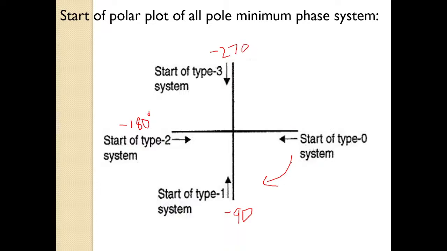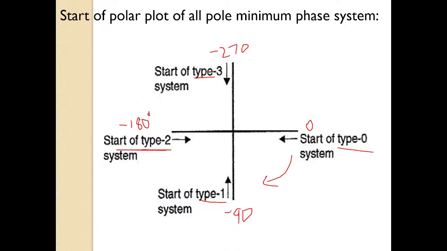Okay, from the end of the 270-degree axis. Here this is the 0-degree reference axis. Depending on the type, where the polar plot starts will depend on which axis or coordinate. For a type 0 system, it will start from the first reference axis. From the minus 90-degree axis, the polar plot will start if it is a type 1 system. From the minus 180-degree axis, the polar plot will start if it is a type 2 system. From minus 270 degrees, the polar plot will start if it is a type 3 system.